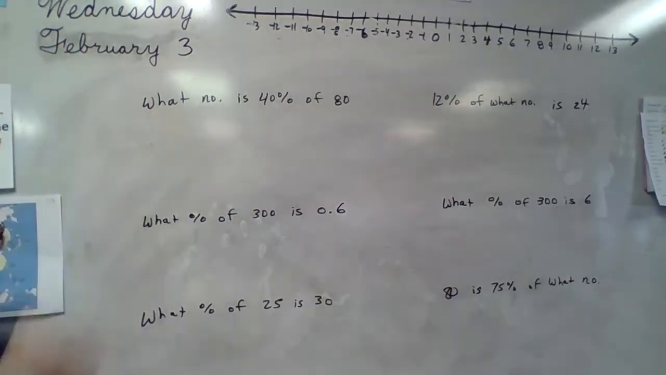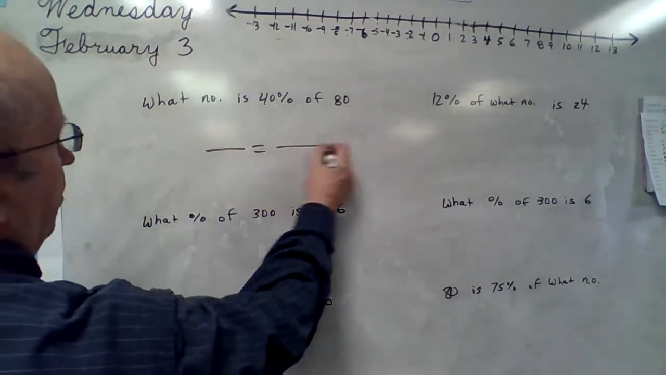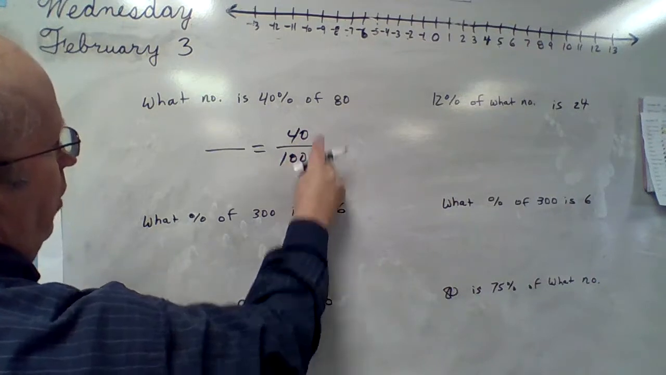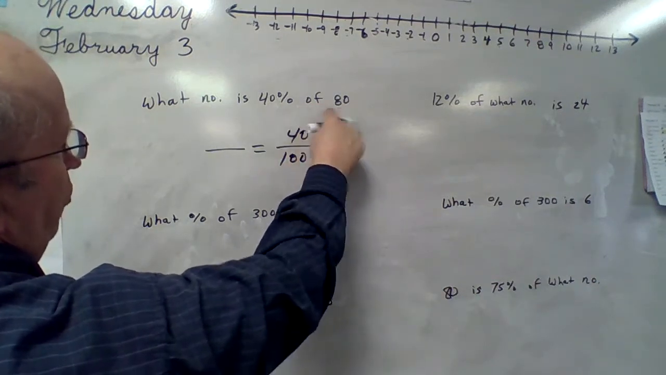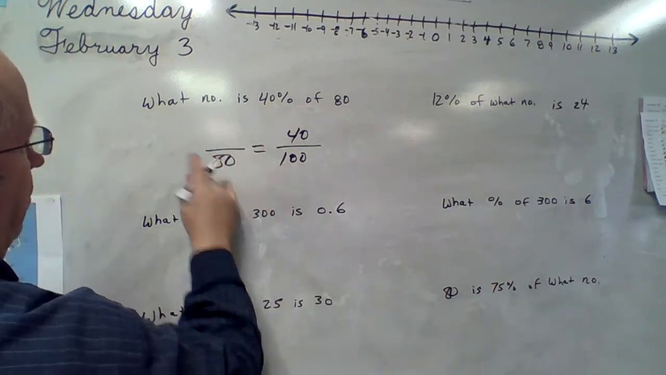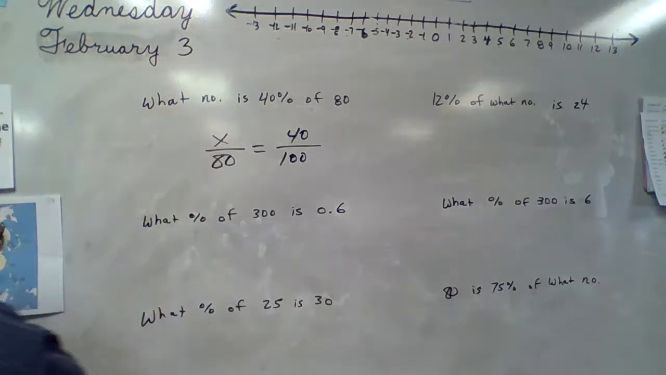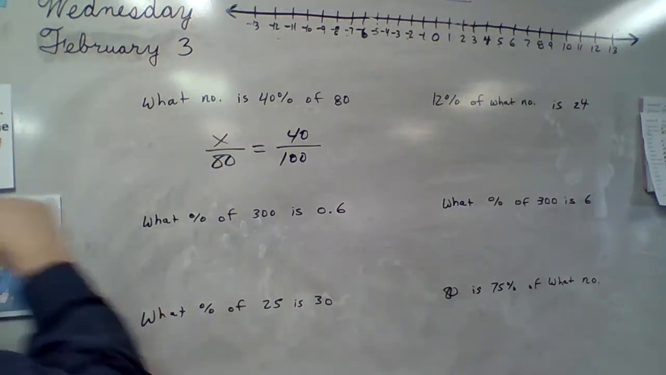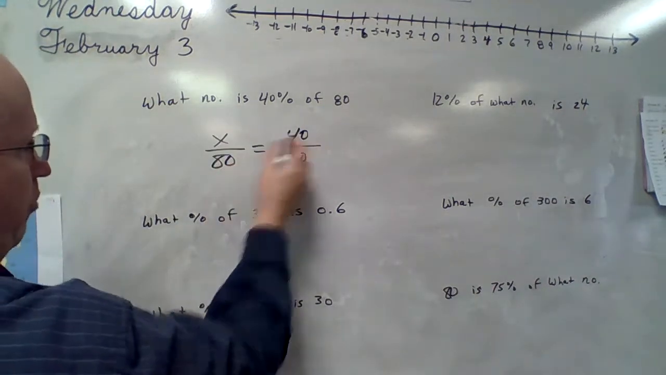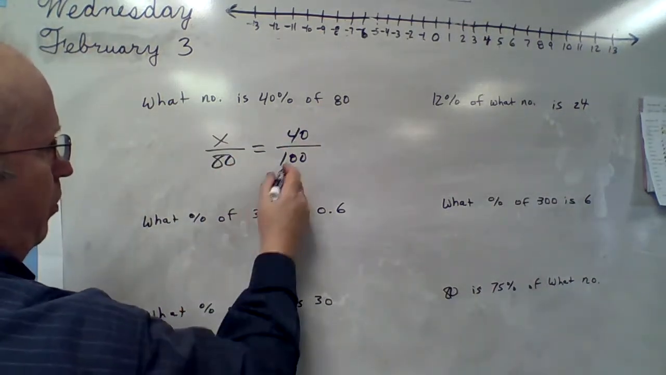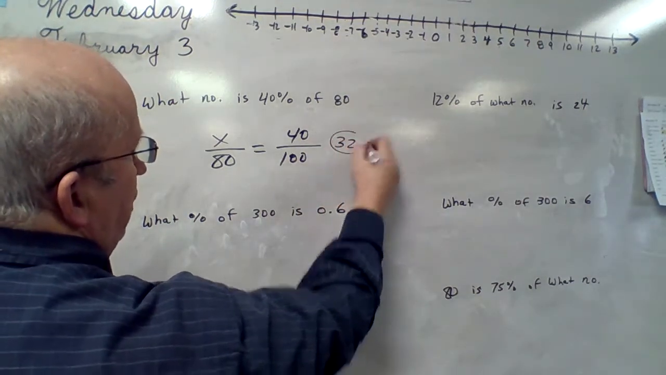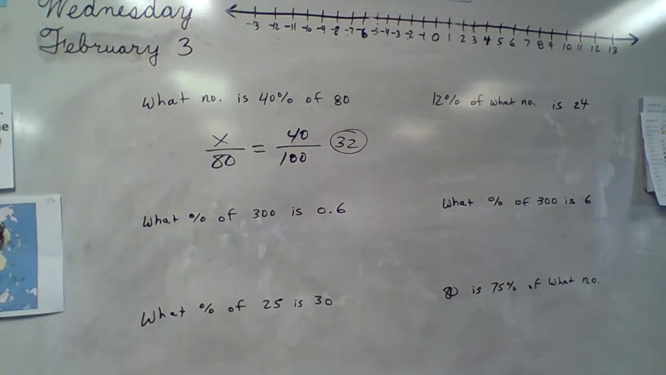Okay, let's go to this one right here. 40% means 40 over 100. This 80 follows the word of, so I'm going to put it on the bottom. And I need an x value, right? If I do the math, 80 times 40 is 3,200. 3,200 divided by 100. My x value equals 32. How about the next one?